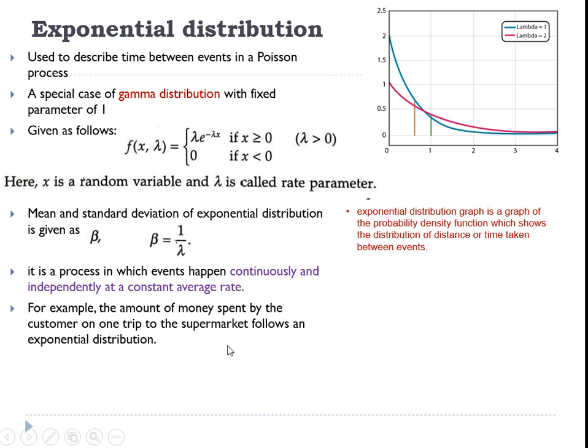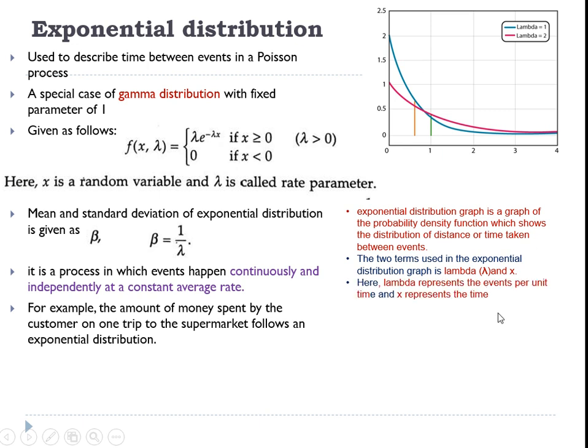So if you talk about the supermarket, one trip to the supermarket is a time. How much money is spent in one trip can be represented using an exponential distribution. As I told you, there are two important values here, lambda and x. Lambda represents the events per unit time, and x is the time. So this is x, this is lambda.